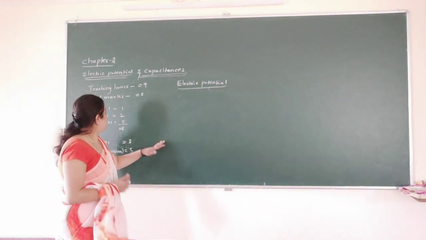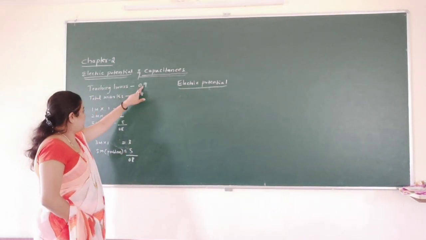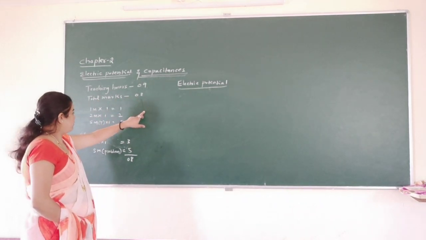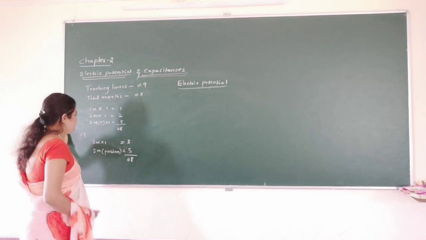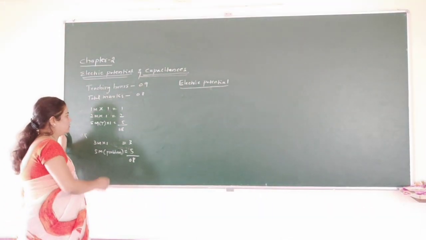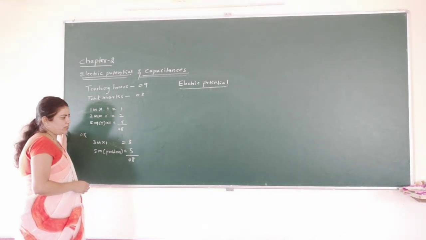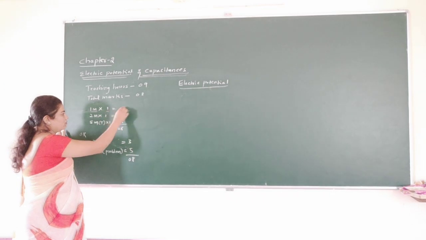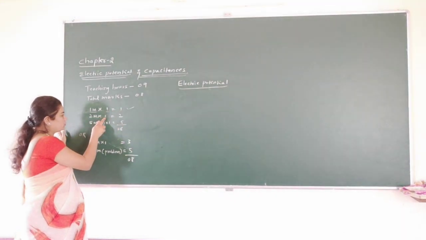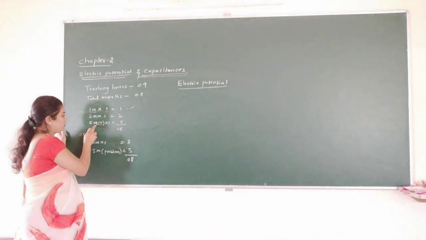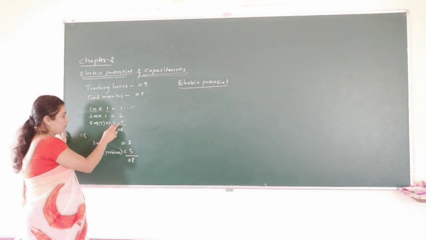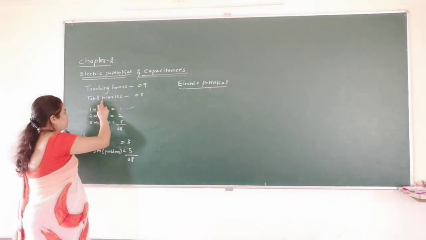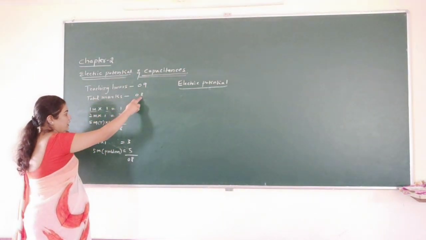The total teaching hours for this chapter is 9 and total marks is 8. So what kind of questions appear from this chapter, that we will see. There are two options actually. One 1-mark question, so 1 mark. One 2-mark question, that is 2 marks. One 5-mark theory, so 5. So total how many marks? 8 marks. The teaching hours are 9 and total marks if you study this chapter is 8.